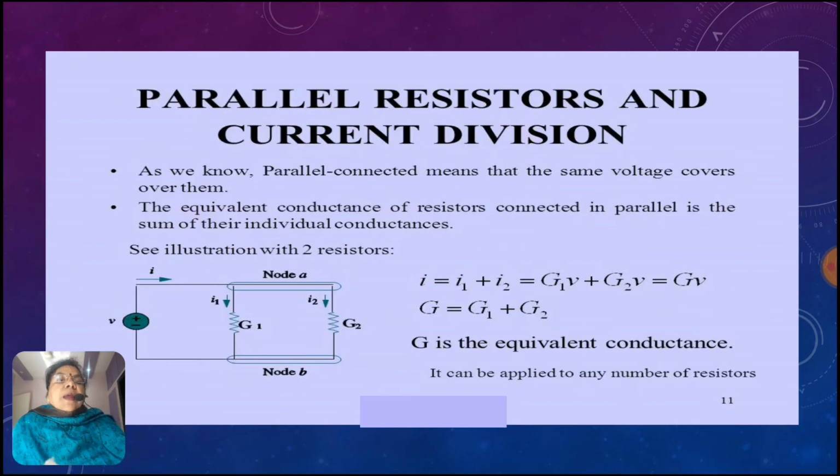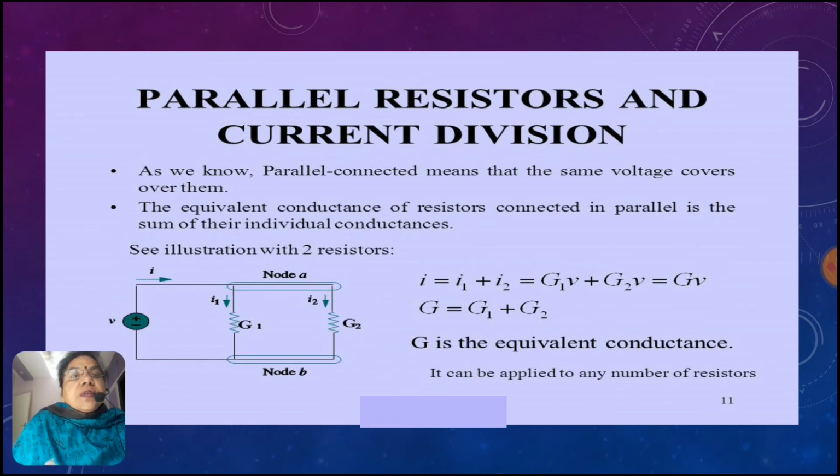Okay. Now we'll see what is a parallel resistance and current division is possible in parallel resistance. You know, in parallel combinations they are connected in this way given in the circuit. As we know, parallel connected means that the same voltage covers over them. That means the voltage across this branch is equal to this branch.